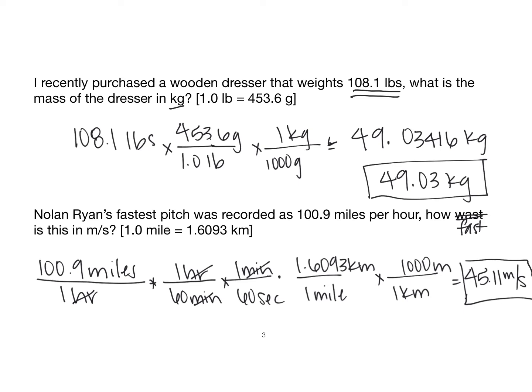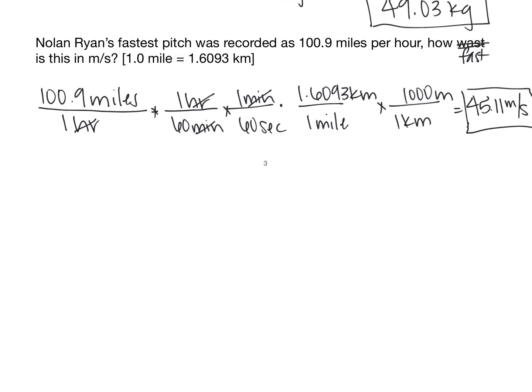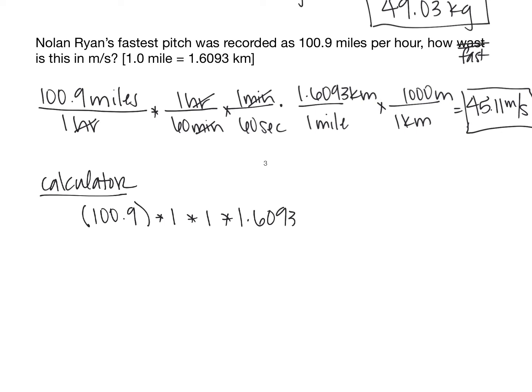I do want to take a brief second to think about how we might enter this into our calculator. Because there's a lot of different values, you could set this up a couple of different ways. You could put open parentheses 100.9 multiplied by 1, multiplied by 1, multiplied by 1.6093, multiplied by 1,000, close parentheses, and then divide that by 1 times 60 times 60 times 1 times 1. Or you could set these up as two different calculations.